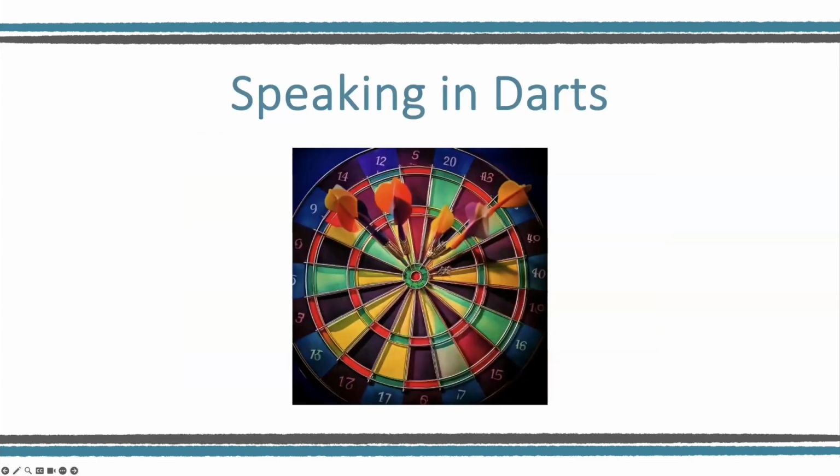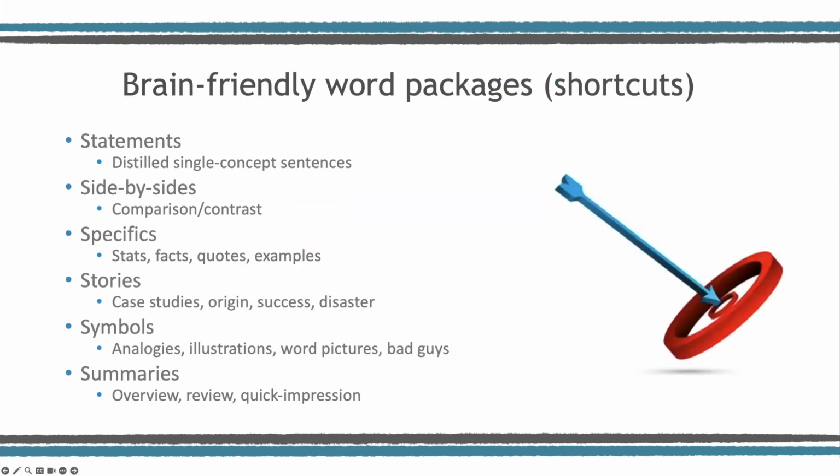So, for our last section, let's talk a little bit beyond the introductory memory dart, which is where you want to start. But let's say this really is all about great communication, and we need to learn to speak in darts. And it turns out that the human brain loves certain shortcuts. These are the things that turn the lights on in the brain. Little distilled statements, side-by-sides, comparison and contrast, because I'm already hooking onto something you already know. Specifics like statistics or quotes or examples.